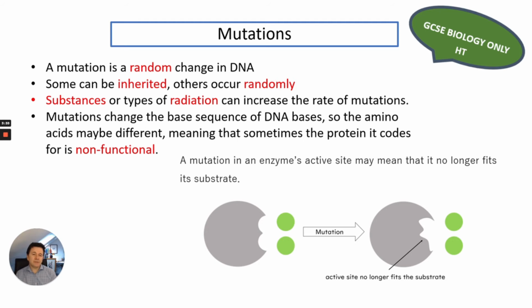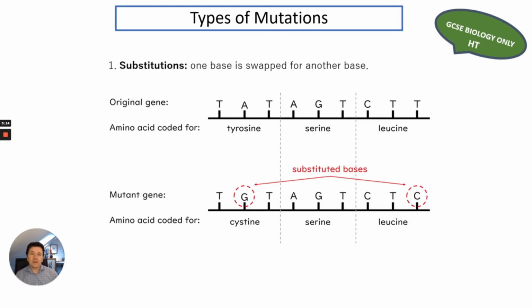In the diagram you can see an enzyme, and you can see that a mutation has caused the enzyme active site to change shape. If it changes shape, it no longer fits the substrate, therefore you no longer have enzyme-substrate complexes. There are different types of mutation, and again you will need to know this for GCSE biology higher tier.